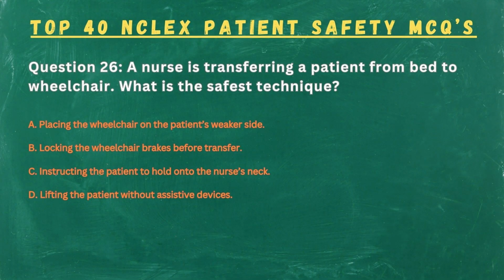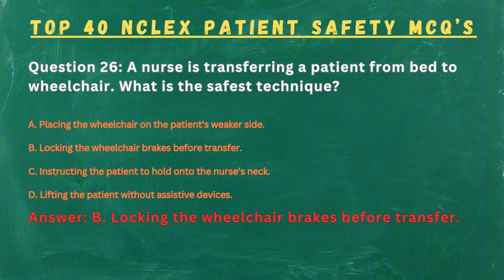Question 26. A nurse is transferring a patient from bed to wheelchair. What is the safest technique? A. Placing the wheelchair on the patient's weaker side. B. Locking the wheelchair brakes before transfer. C. Instructing the patient to hold onto the nurse's neck. D. Lifting the patient without assistive devices. Answer: B. Locking the wheelchair brakes before transfer.